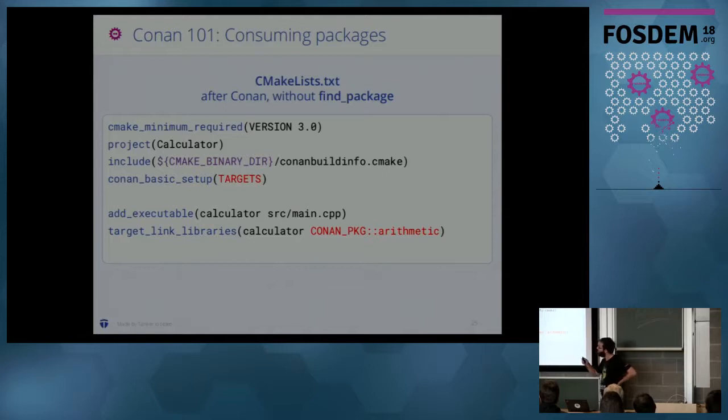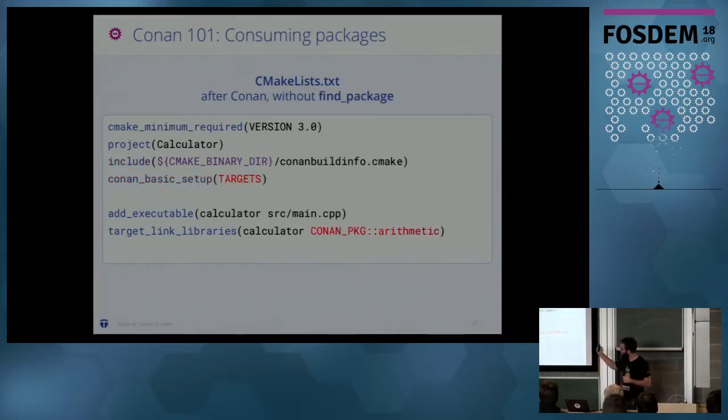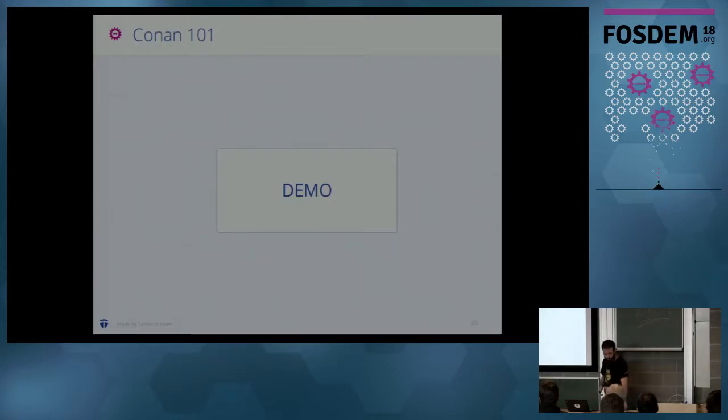If you're like me and you don't like writing package files, you can simply use the targets argument to the conan_basic_setup macro, and Conan will create a namespace named CONAN_PKG and add a target for each of your dependencies. So here I replaced the arithmetic::arithmetic by CONAN_PKG::arithmetic. So time for a little demo.